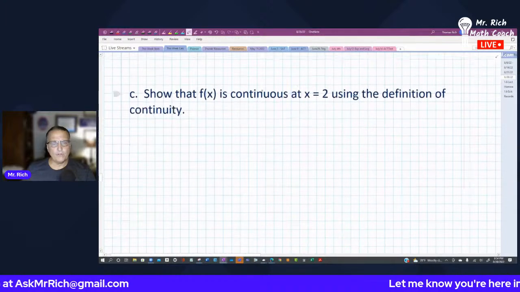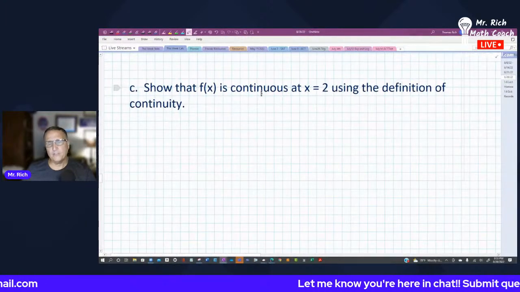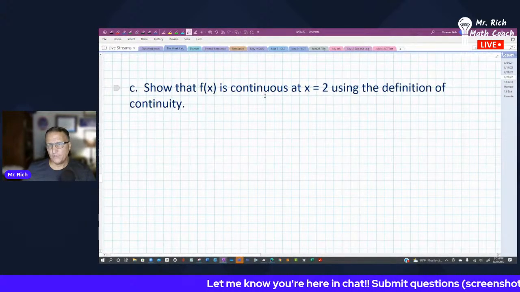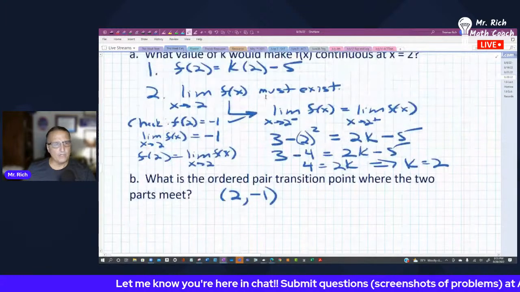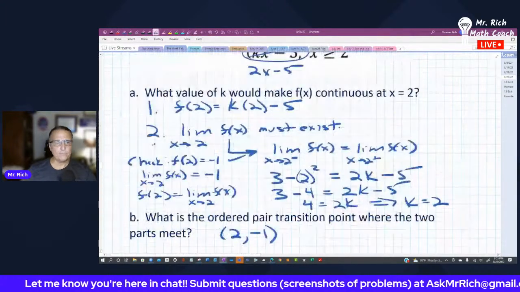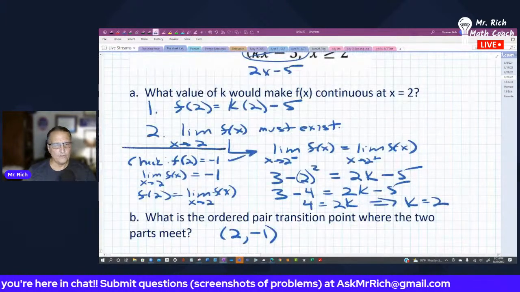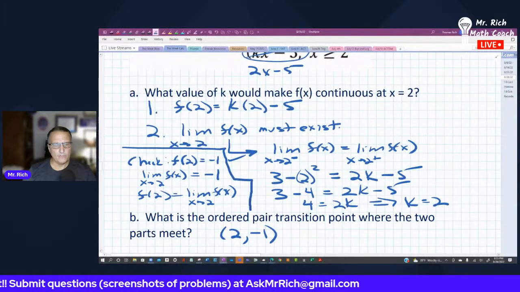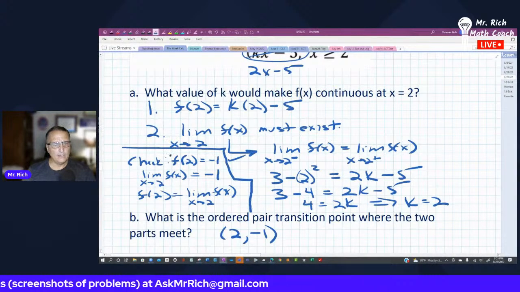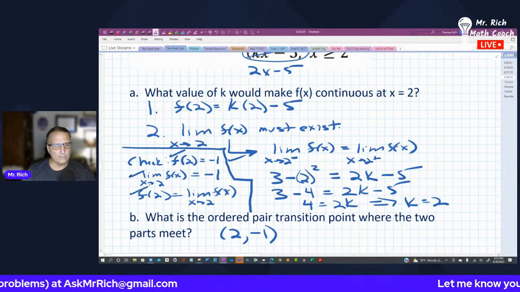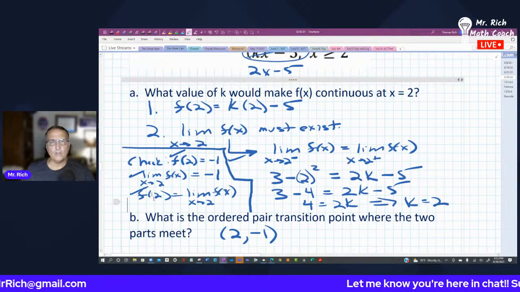And then part C, show that f of x is continuous at x equals 2 using the definition of continuity. I really already did that up here. This was my verification that k being 2 actually did meet step 1, step 2, step 3 of that definition of continuity.